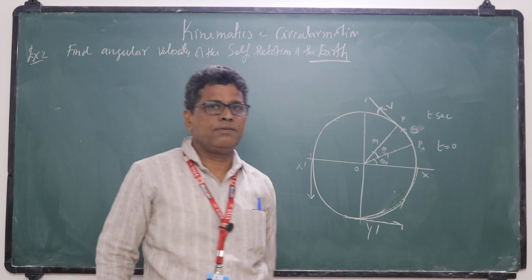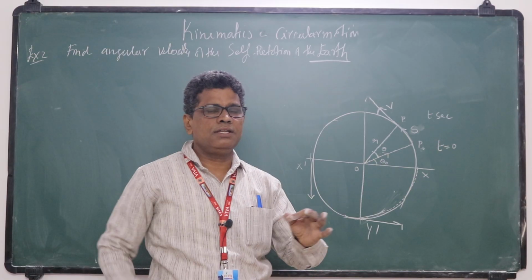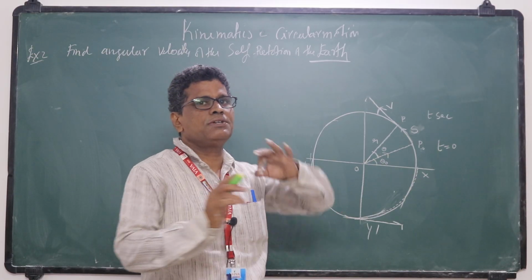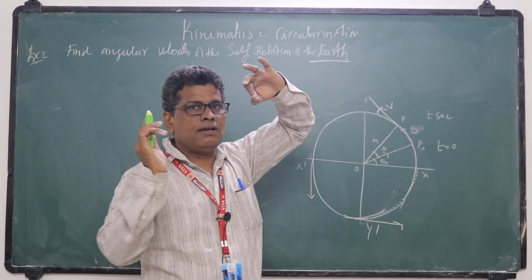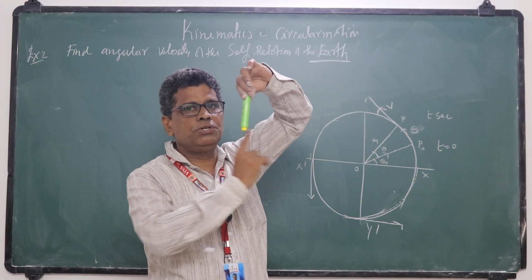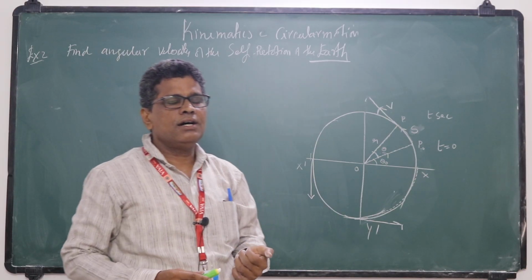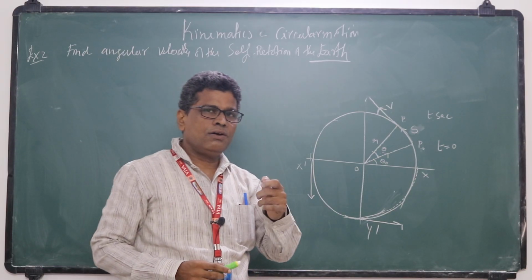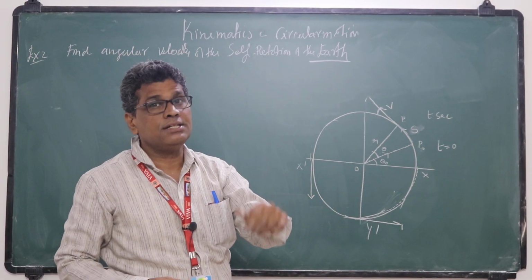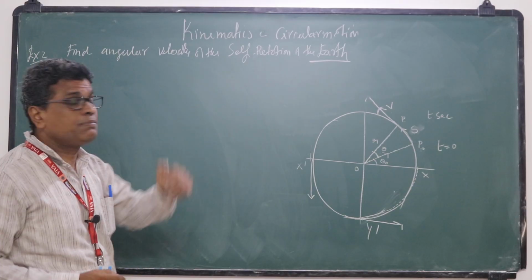24 hours. So for one self rotation, the earth is rotating in the west to east direction like this. If this is the axis of rotation, the earth is rotating like this, west to east. For one rotation, it will take 24 hours, which causes day and night. Okay, so I want its angular speed.